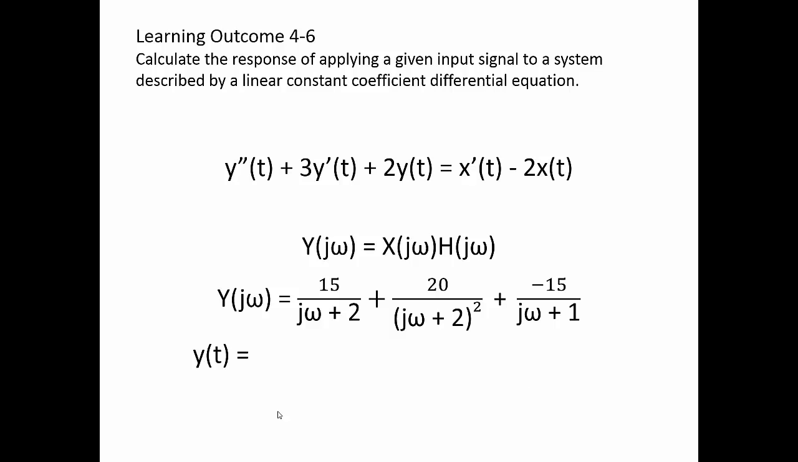Okay, now it's time to invert. Again, go to table 4.2. The first term and the last term are the same transform pair we used before. This middle one is the transform pair that follows it. And again, the u of t is important. Your answer is incorrect without it.